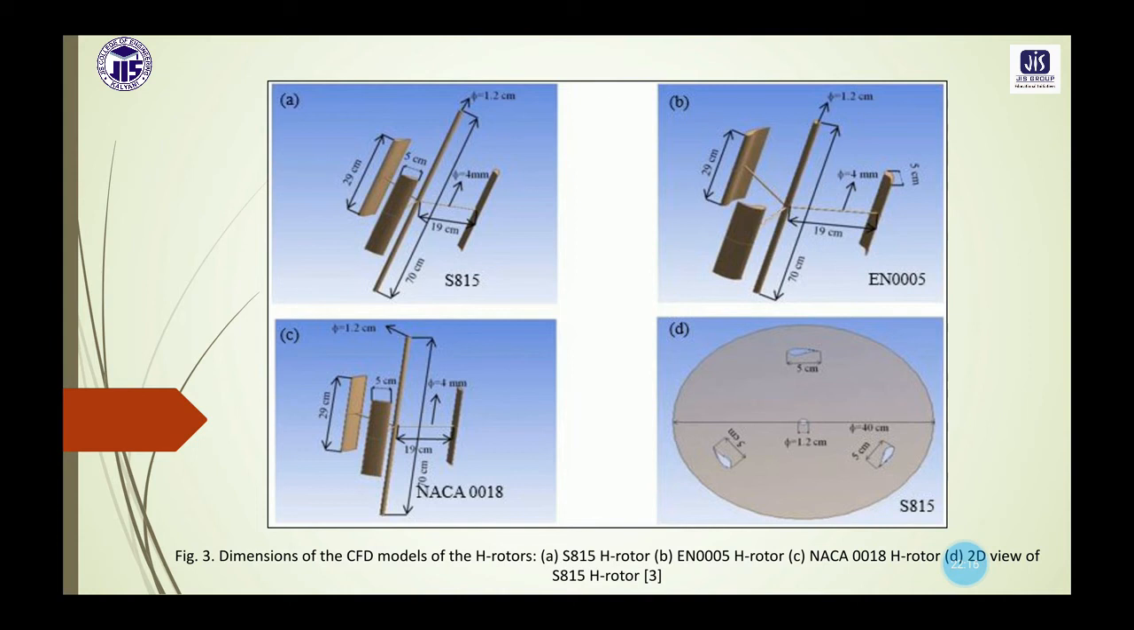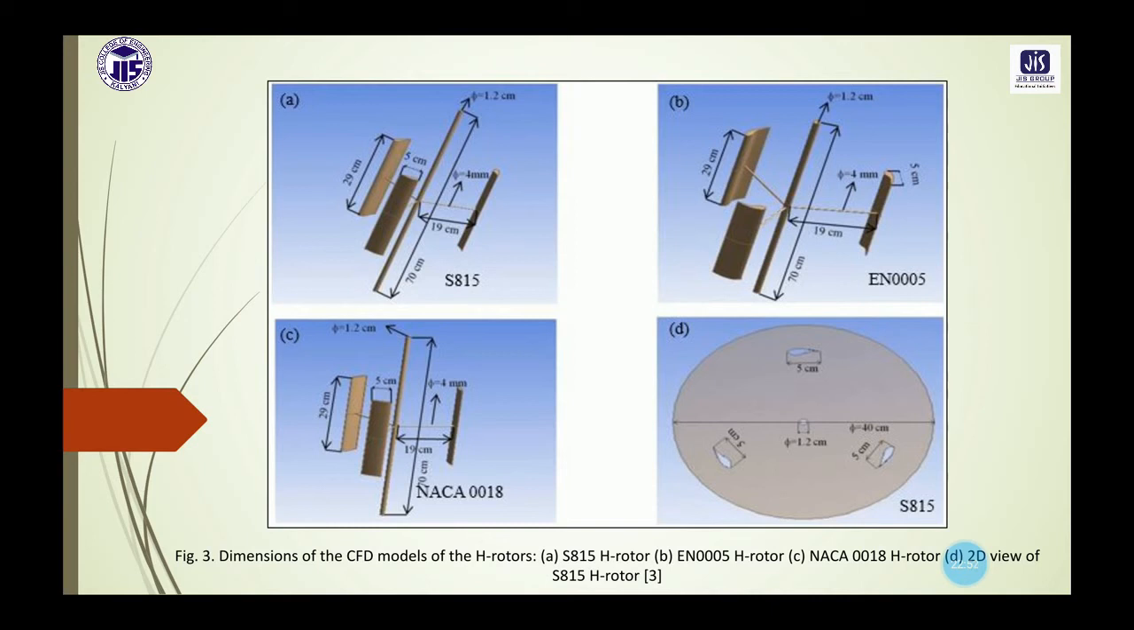So first we have done the geometrical modeling. Here you can see figures 3a, 3b and 3c, using three different blades, that is S815, EN0005 and NACA 0018, we have drawn the vertical axis wind turbines. Now the blade dimensions are chosen from the literature study actually.